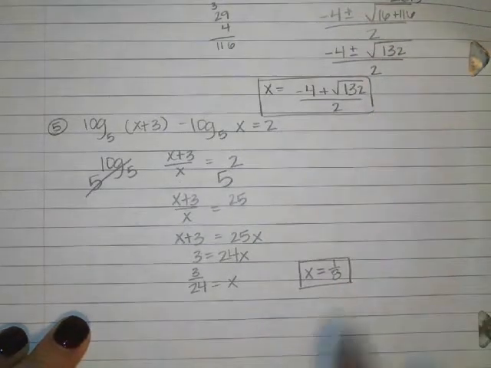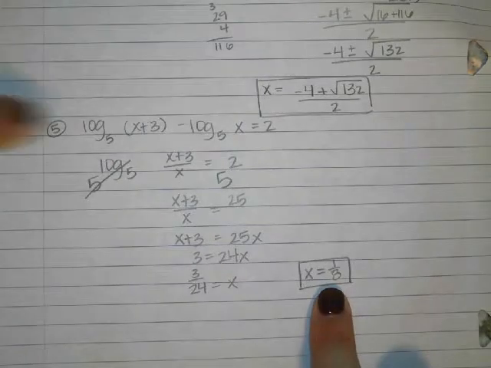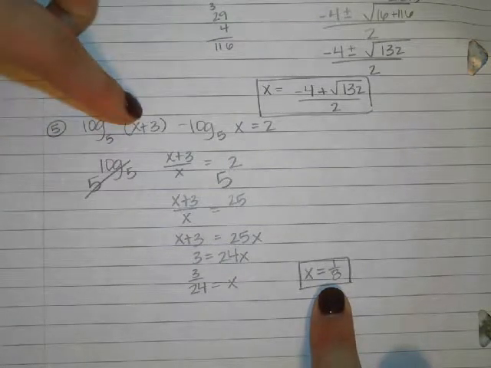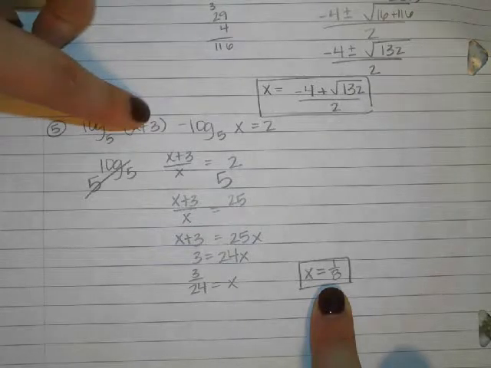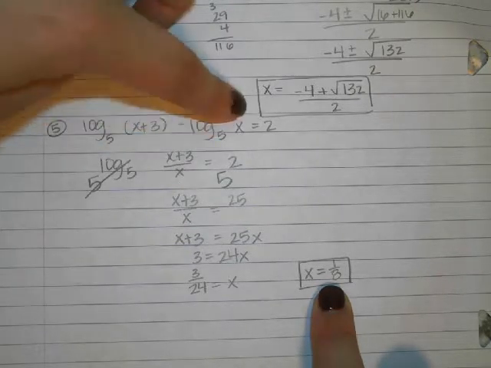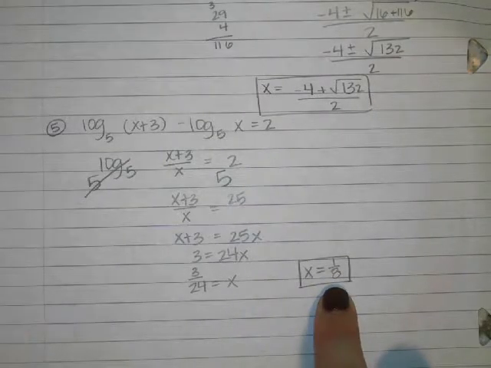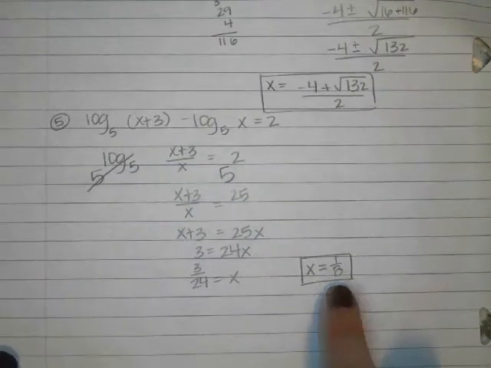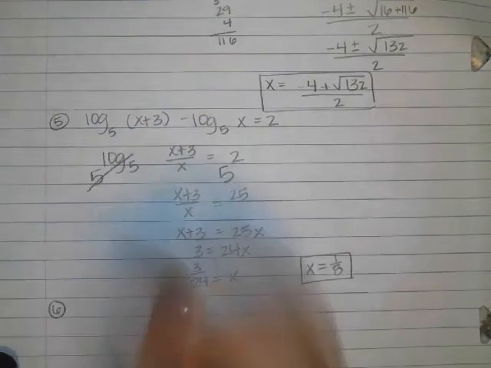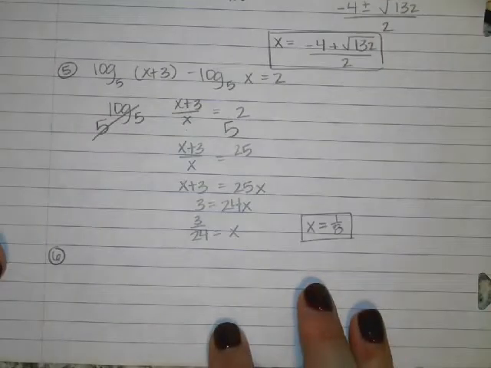I can check my answer if I want to make sure that it's right, but I know that it's not extraneous, at least, because log base 5 of 1/8 plus 3 is taking the log of a positive number. Log base 5 of 1/8 is taking the log of a positive number, so at least it's not extraneous, but if I want to see if I got it right, then I really should plug it in. All right, example number 6.